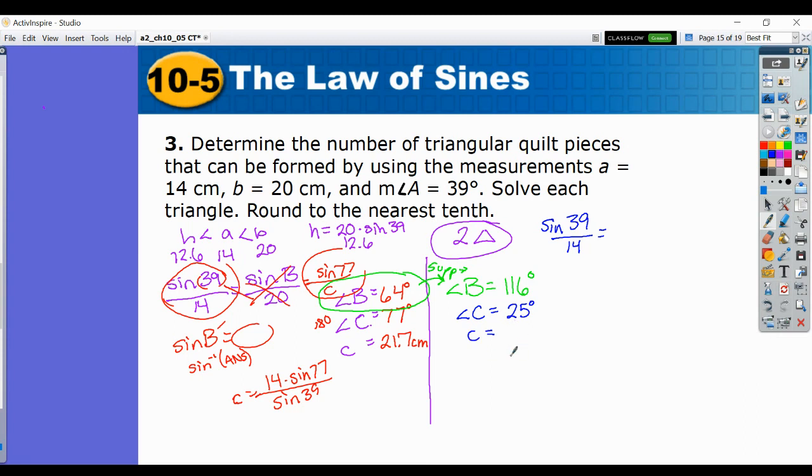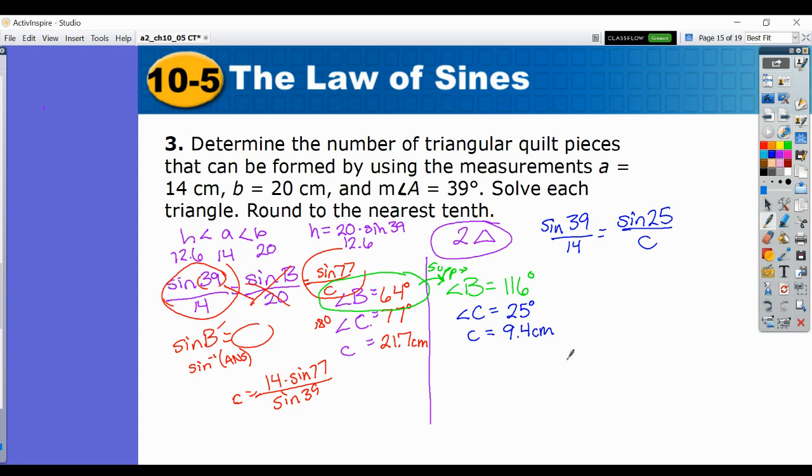And now all I have left to find is little c. So if angle C is 25, I'm going to put the 25 up here. And all I have left is to solve right here. So 14 times sine 25 divided by sine 39 is C. Answer here is 9.4 centimeters. If you want to take the time to type that in your calculator and check, that would be great.